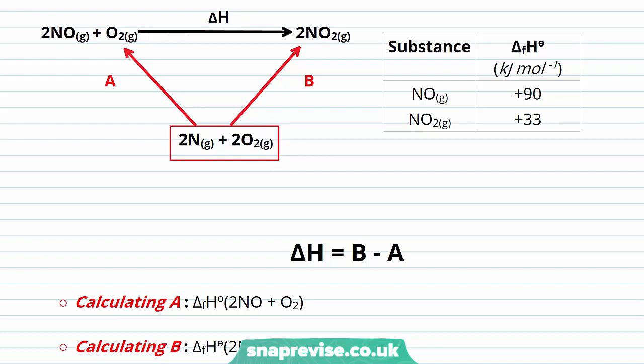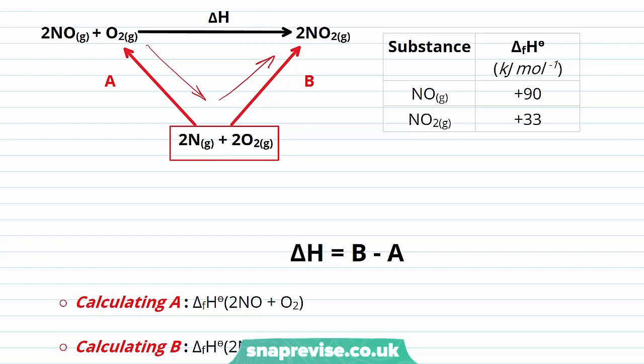Now, if we have a look at the route we're going to take, we're going to take a route that goes in the negative direction of A and the positive direction of B, meaning that delta H will be equal to B minus A, where A is the enthalpy change of formation of 2 moles of nitrogen monoxide and oxygen, and B is the enthalpy change of formation of 2 moles of nitrogen dioxide. So let's take a look at how we can calculate values for A and for B.